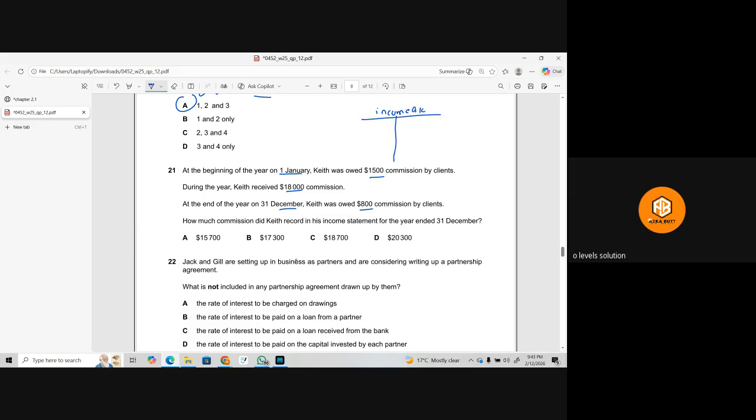Okay, so as you can see in the income account, we will use a mnemonic, APPA. At the beginning of the year, 1st January, Keith was owed $1,500 commission by clients. So what does it mean? Where will I write this, here or here? Prepaid or accrued? Sorry, I'm talking about income. Keith was owed $1,500 commission by clients. Should this be accrued income or prepaid income?